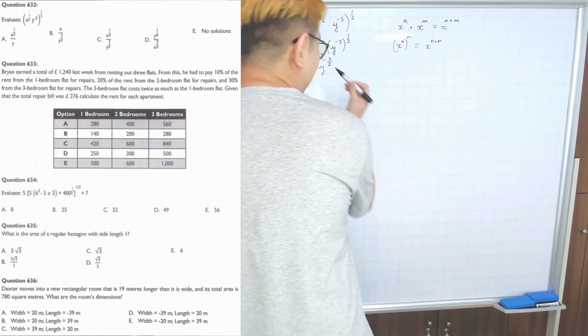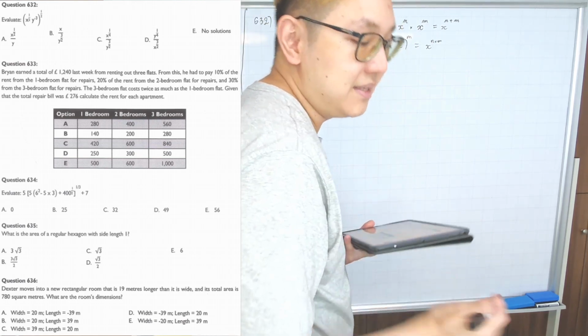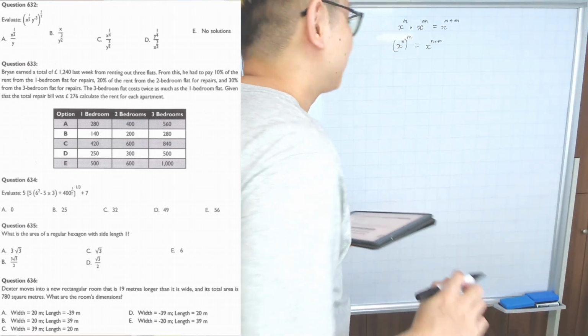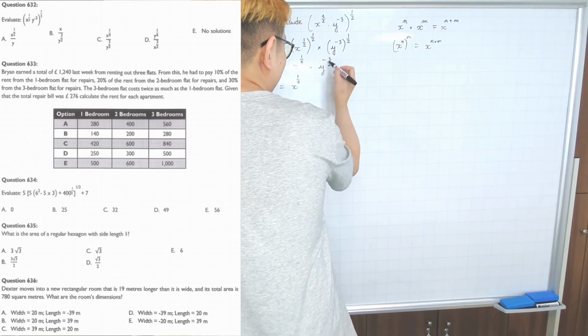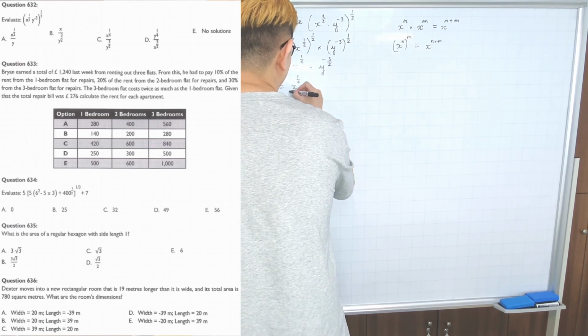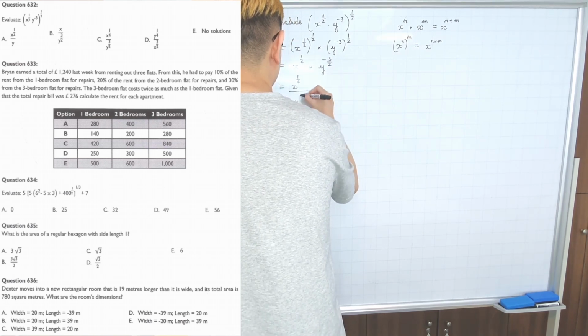And to the power of something that is negative, it means 1 over something, right?